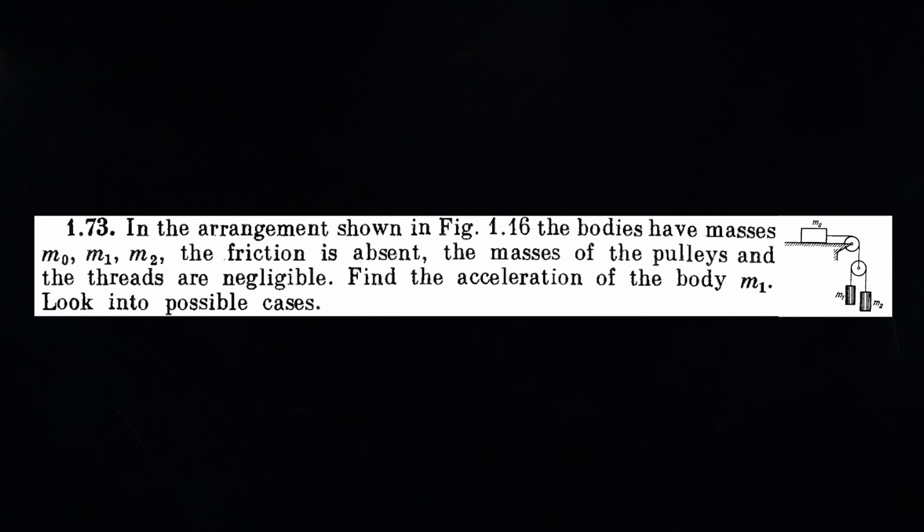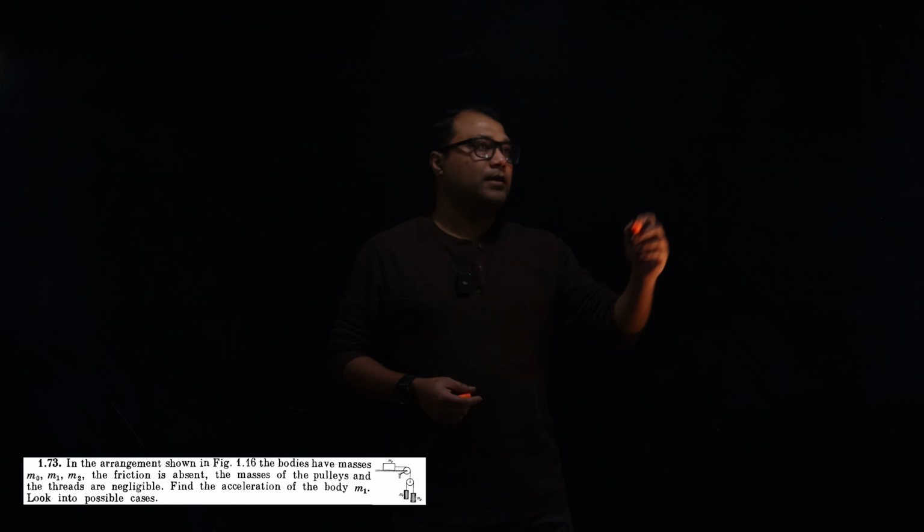Irodov problem number 1.73. In the arrangement shown in the figure, the bodies have masses m0, m1, m2. The friction is absent. The masses of the pulleys and the threads are negligible. Find the acceleration of the body m1. Look into possible cases. So, we will begin with the diagram first.